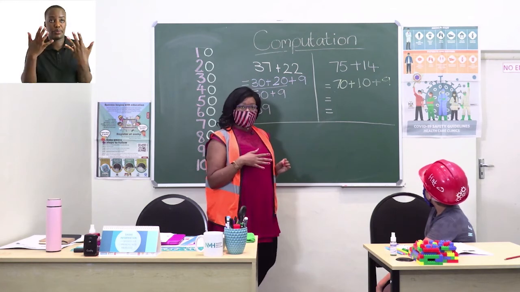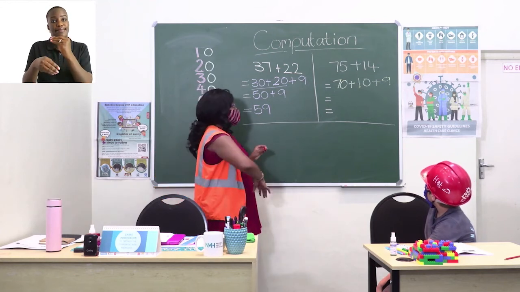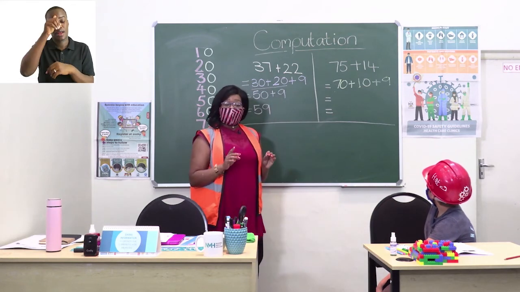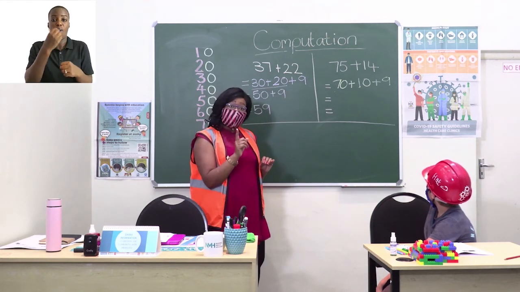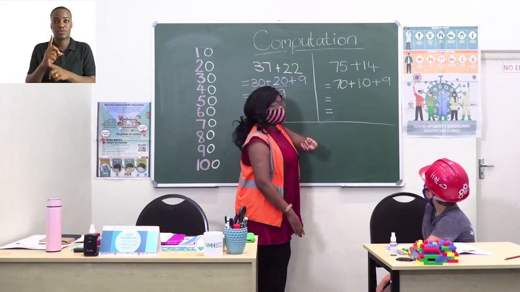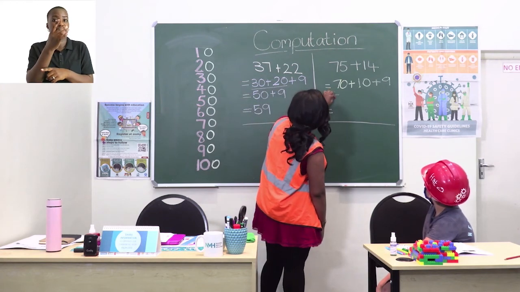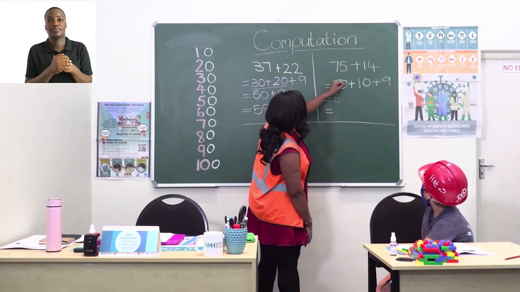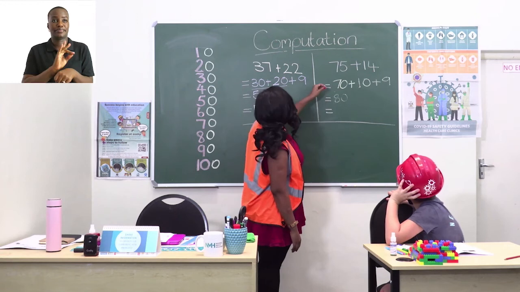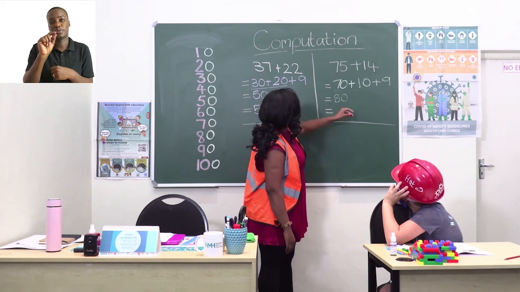Now that we have done the first part, let's move to the second part, where we are going to add our decade numbers. So we have 70 plus 10. And remember, when we are adding our decade numbers, we look at the first digit. So it now says 7 plus 1. And that is very simple. 7 plus 1 equals 8. So we put our 8 here. Then we bring down the 0. And since we are done with this part, we also need to bring down our 9.